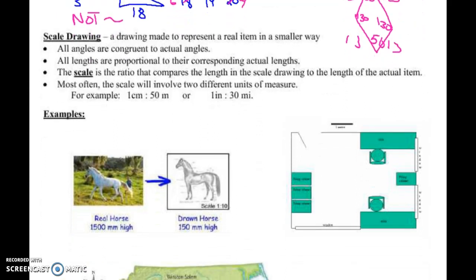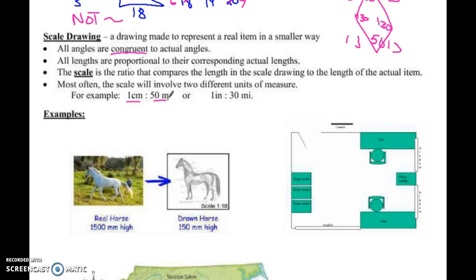All right, let's look down here. Scale drawings. Here's just an example right here. Scale drawings, all the angles are congruent. Scale drawing compares the length of the scale to the real length. Most often scale drawings will involve 2 different units of measurement. 1 centimeter is 50 meters.